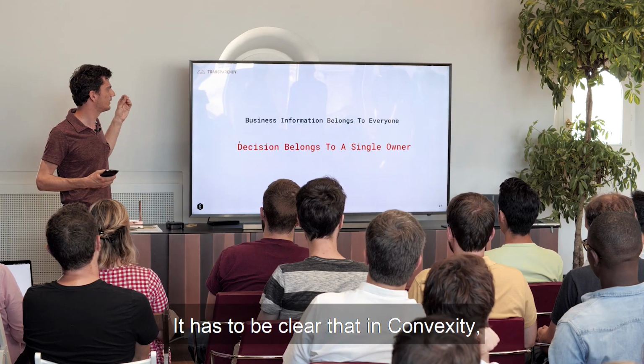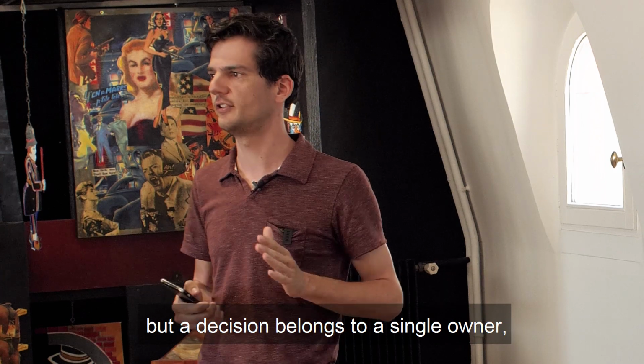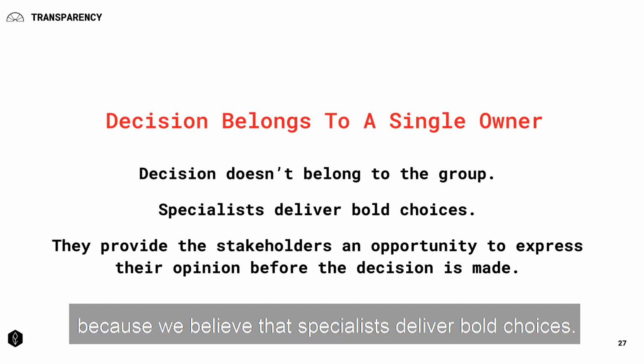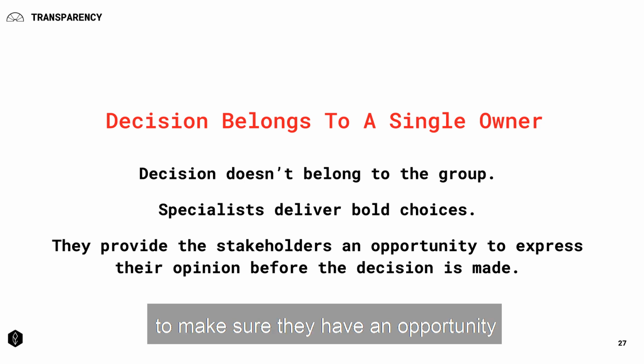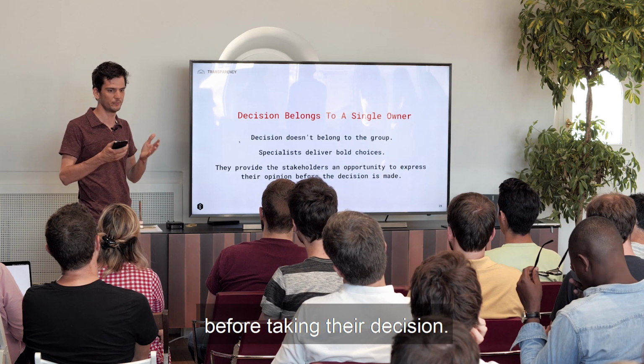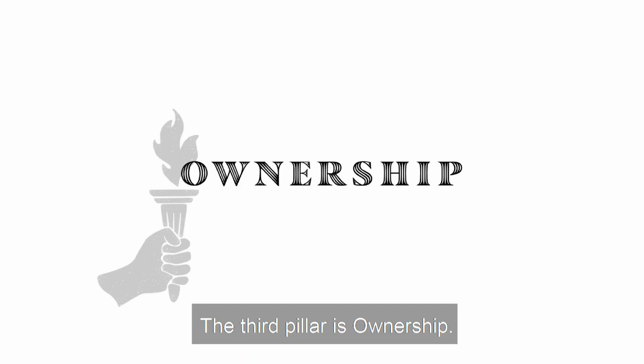It has to be clear that in convexity, information belongs to the group, but decision belongs to a single owner. Because we believe that specialists deliver bold choices. But these specialists, they have to consult the stakeholders to make sure they have an opportunity to express their opinion before taking their decision. The third pillar is ownership.